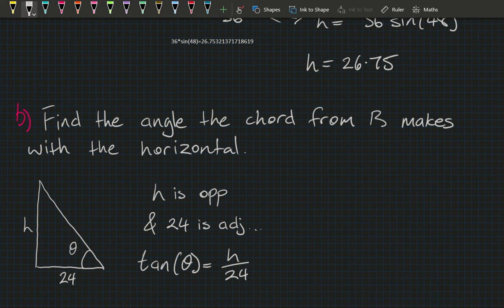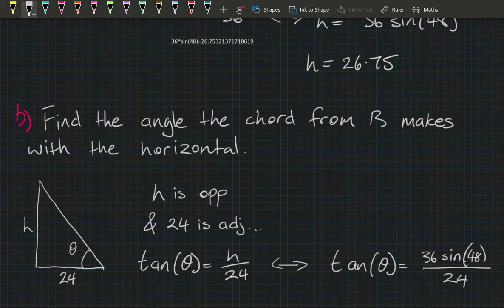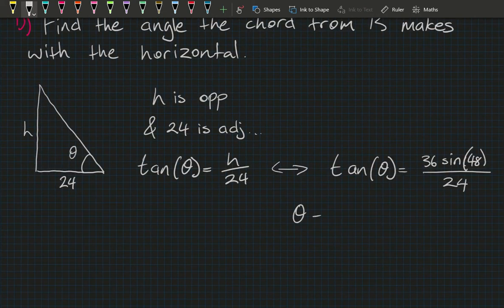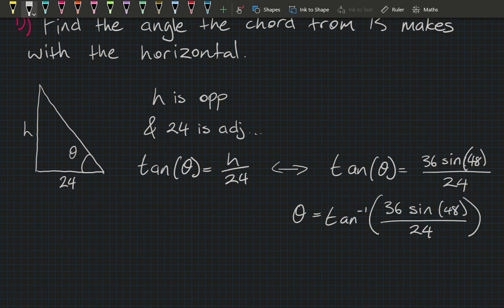Now I could sub in the value 26.75 for H, but we're going to do another function here, so it's much more accurate to use 36 times sine of 48. So to find the angle we need to get inverse tan, so theta will equal inverse tan of everything on the right there. And I just want to make a note here for anybody who reads it that we've made an obvious choice for better accuracy.